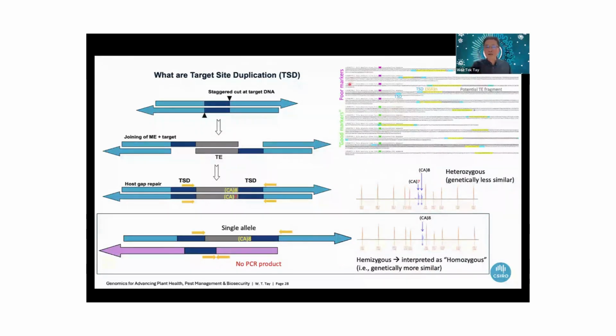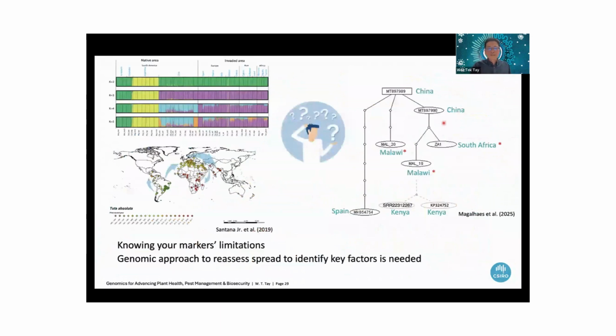And if you look at the actual marker being used in Tuta absoluta, you can see that these are the repeat units in yellow. These are the target site duplication, and these are potential mobile element fragments dotted everywhere. These are the poor markers that they sometimes excluded just to demonstrate, but also in the good markers, it is also present multiple times. And because of this, it can be a factor leading to the interpretation that it came from a single founding population and then spread across the world. So knowing your marker's limitation is really, really important.